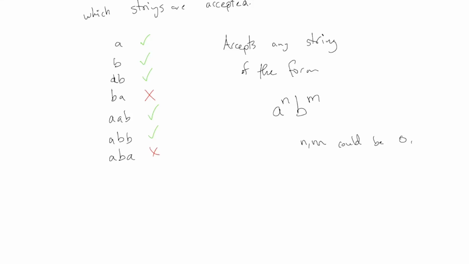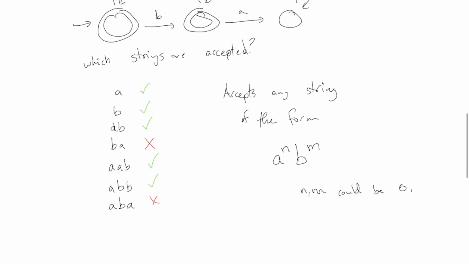Where if N is 0, A to the 0 would mean you just don't have this part at all, and it's just a bunch of B's. But that still is accepted. And the B part could also be 0, right? Excellent. And of course, the N and the M are not necessarily equal to one another.